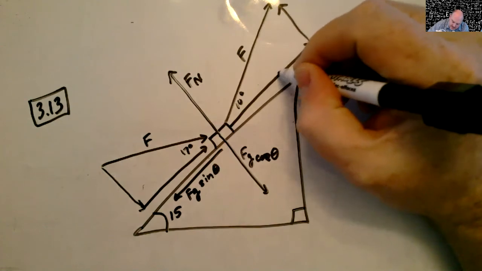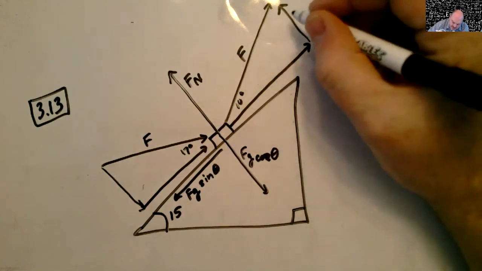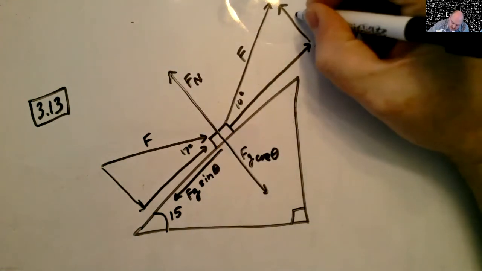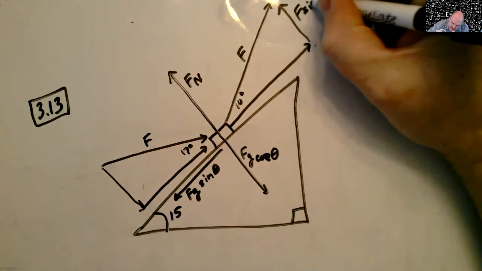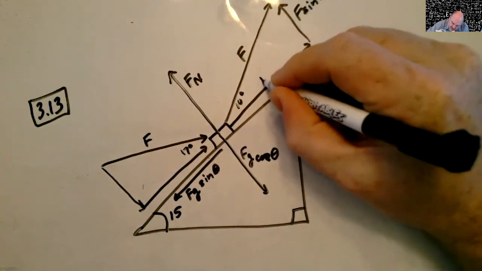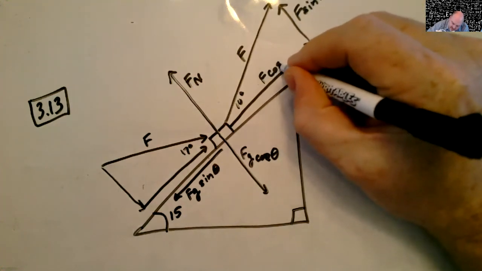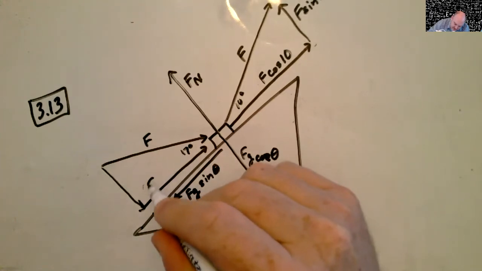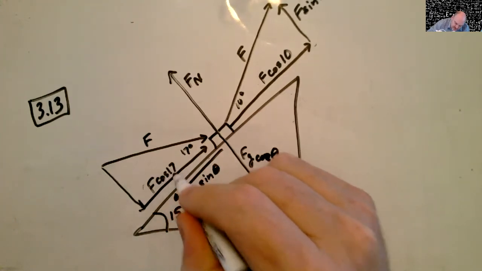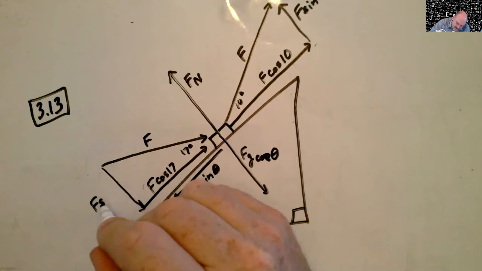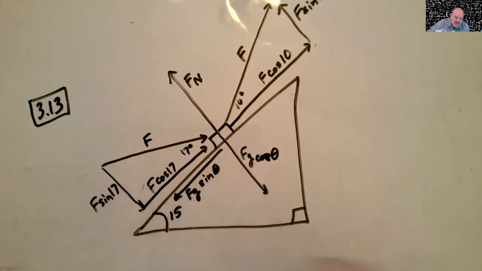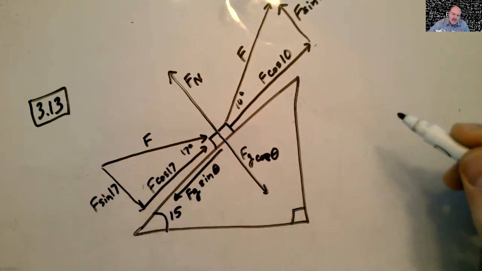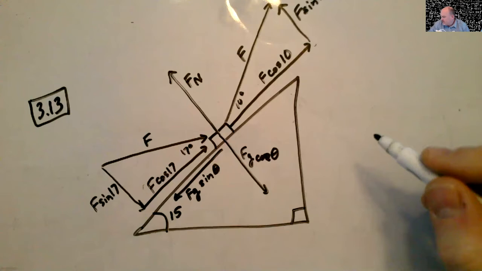So what will this be? We don't actually know what F is, so we have to leave these in terms of F. So this would be F sine of 10. This would be F cosine of 10. This one here would be F cosine of 17. And this would be F sine of 17. Okay. I think we have everything we need there.